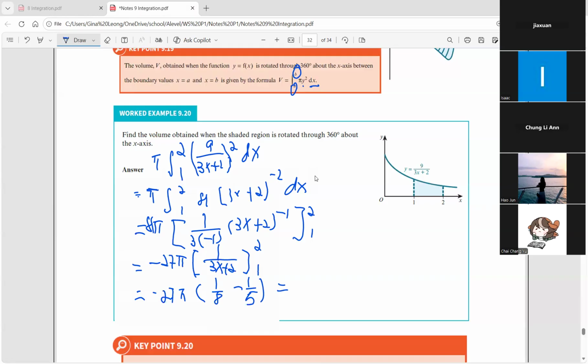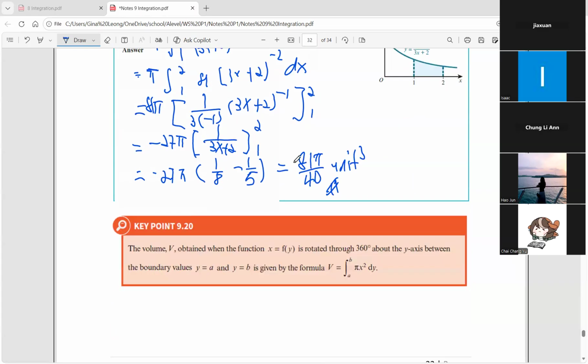Okay, then after that, I minus it. 1 over 8 minus 3 over 5. Okay, then times 27. I get 81 pi over 40. When you press the calculator, you will get it. So unit cube because it's the volume. I think this one should be no problem because it's the normal thing.